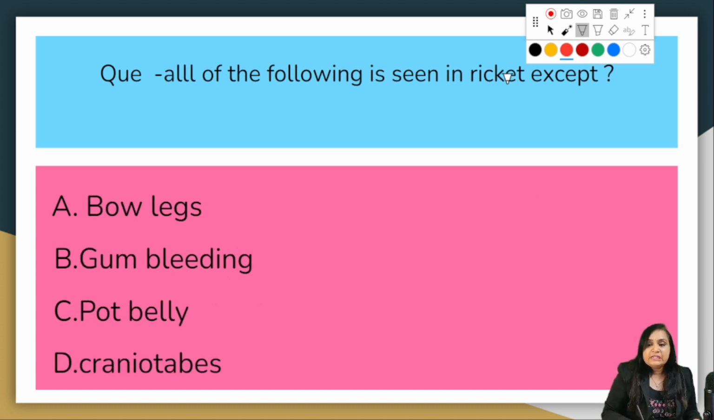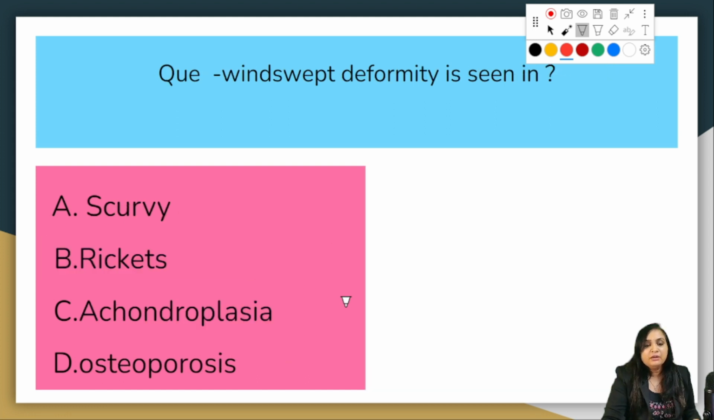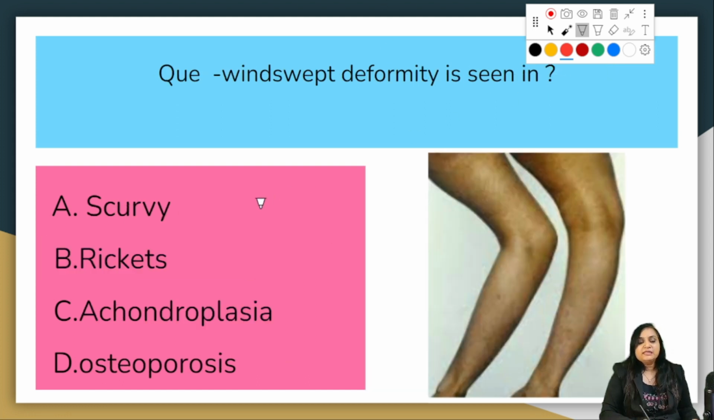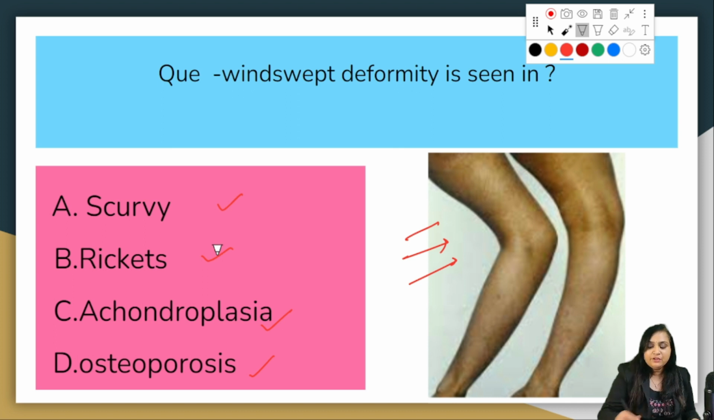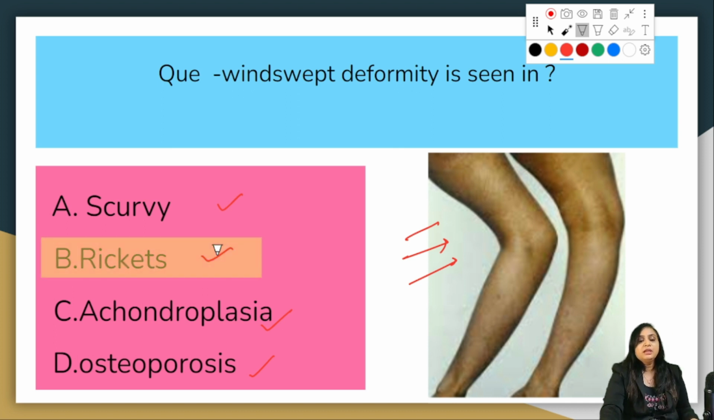All of the following are seen in rickets except bow legs, gum bleeding, pot belly and craniotabes. Bow leg is seen, gum bleeding is not seen, pot belly is also seen and craniotabes is also seen. So the correct answer is option B, gum bleeding. Windswept deformity is seen in scurvy, rickets, osteoporosis, achondroplasia. This is windswept deformity, like genu varum and genu valgum. It can also be part of vitamin D deficiency. We all know the correct answer is option B, rickets.